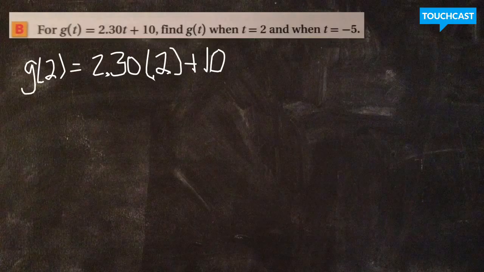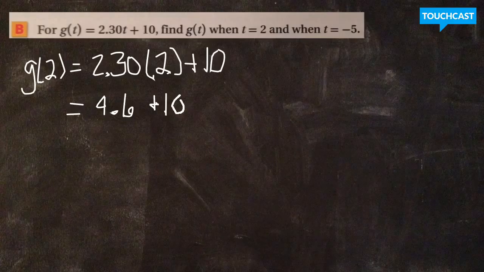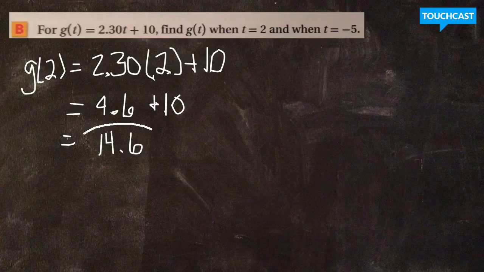2.30 times 2 is 4.6. So g of 2 is equal to 4.6 plus 10. Now if we add those two numbers, that means g of 2 is going to equal 14.6. So g of 2 is 14.6. Let's find g of negative 5.